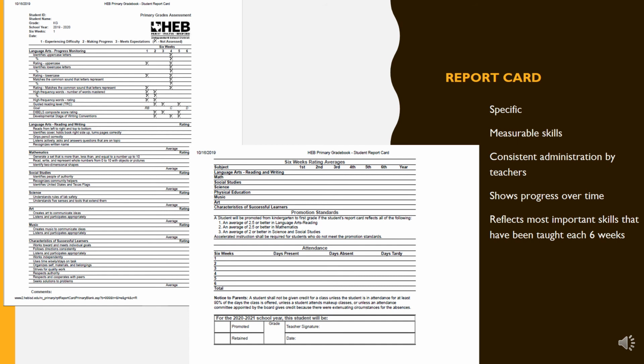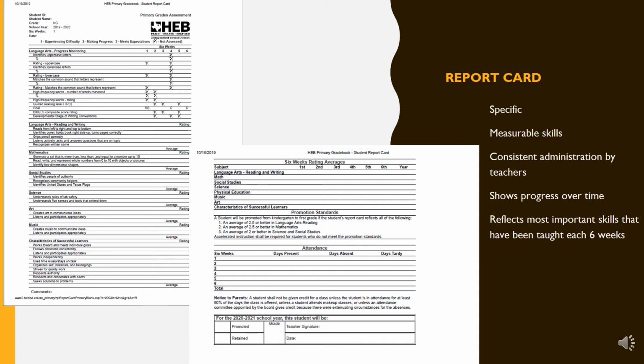Note that there is a rating for each skill as well as an average for the subject on page 2 on the back of your document. This is where you will see your child's progress toward the district promotion standards.